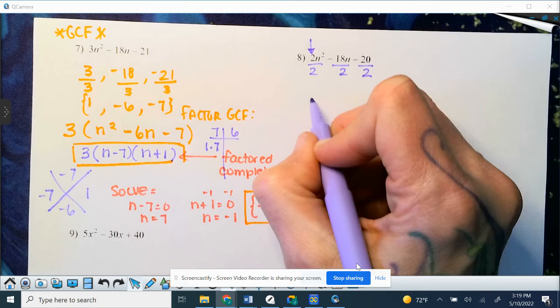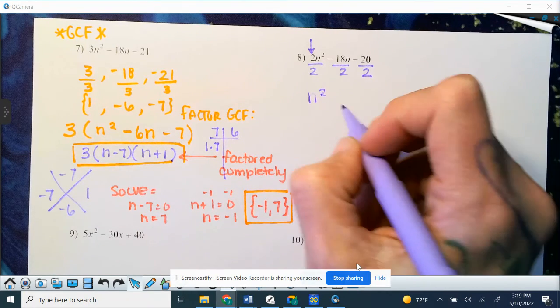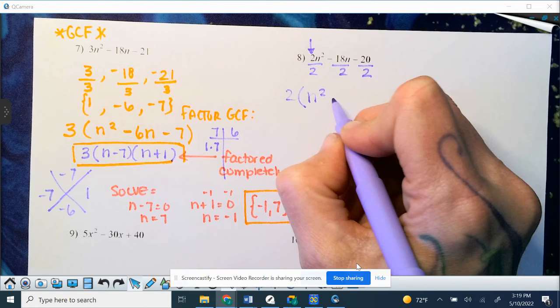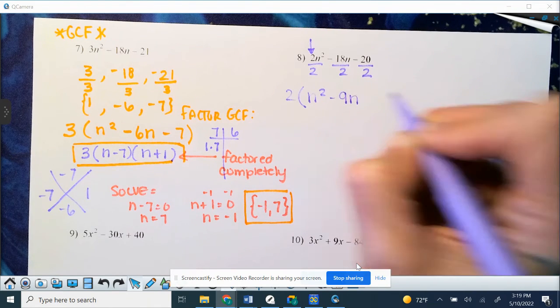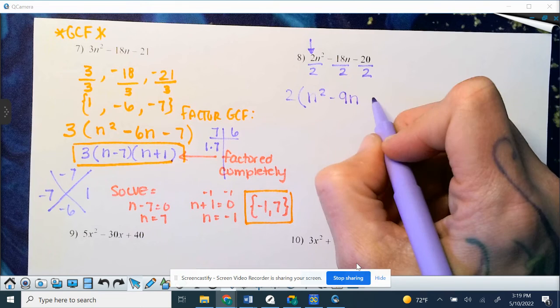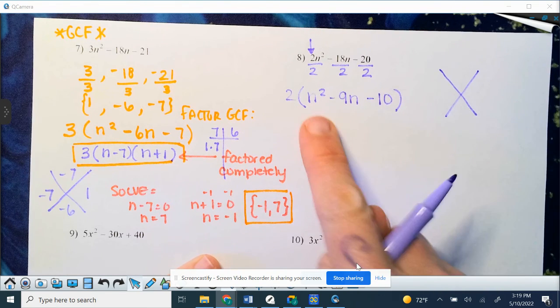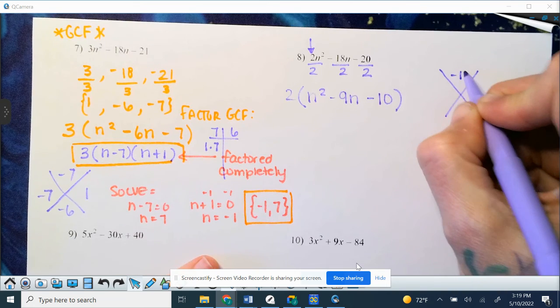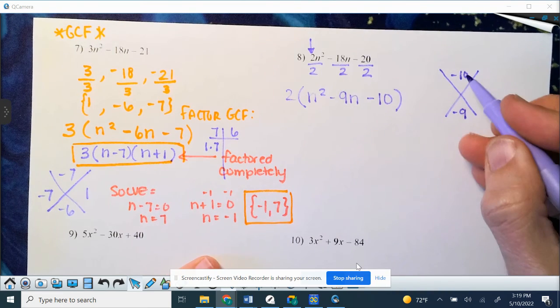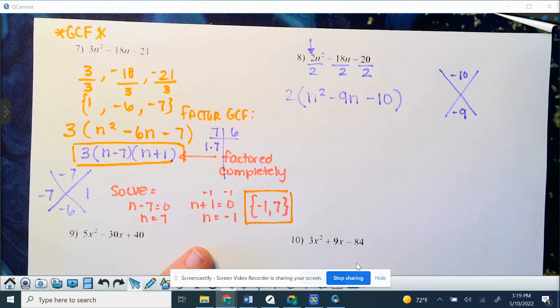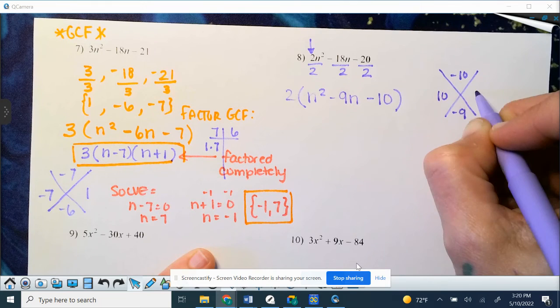So that's going to be n squared because that's a 1 in the front if I factor out a 2. And then negative 18 divided by 2 is going to be a negative 9n. Negative 20 divided by 2 is going to be a negative 10. We have factored the GCF, but to factor completely, we're going to now put our C value at the top and our B value at the bottom. So what did I multiply together to get 10? Add or subtract to get 9. So it's going to be 10 and 1.